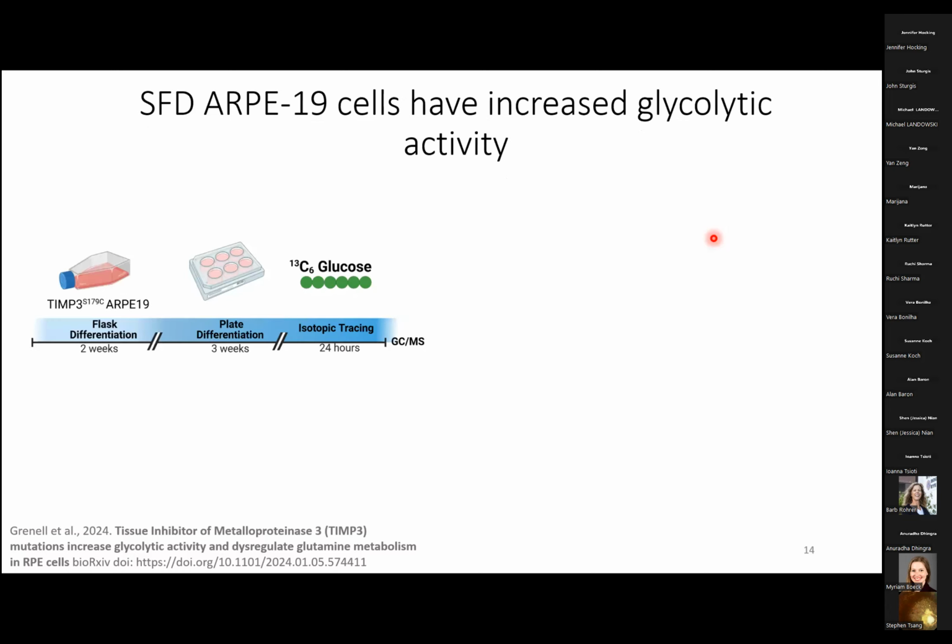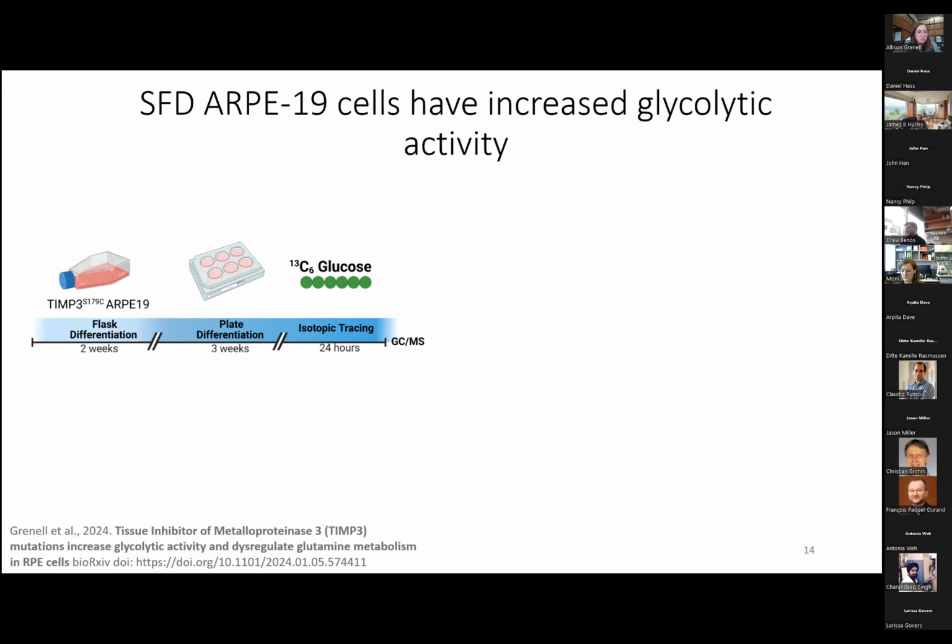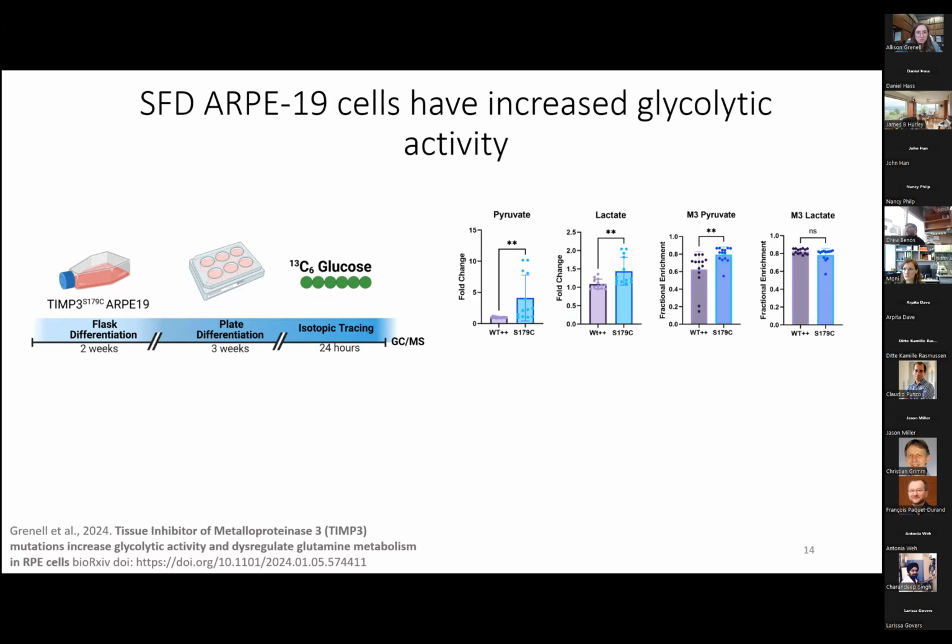So in order to directly study glycolysis, I turned to a TIMP3 cell culture model using ARPE19 cells. So these are immortalized RPE cells that are expressing the S179C variant of TIMP3. And I let these cells fully differentiate and then conducted uniformly labeled glucose isotopic tracing for 24 hours so that steady state was reached. And then first just looked at pyruvate and lactate to try to get a sense of the glycolytic activity within these cells.